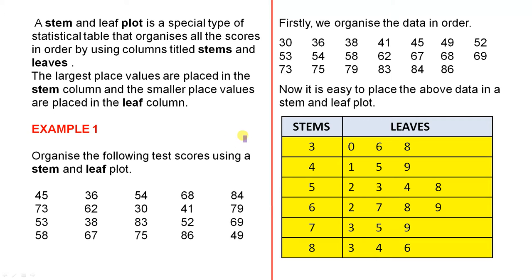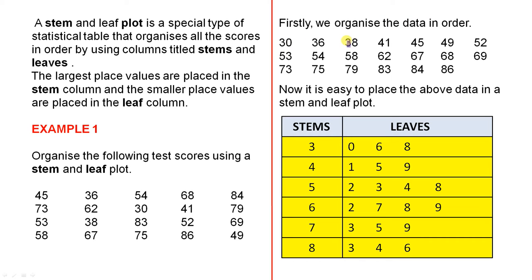Example 1. Organise the following test scores using a stem and leaf plot. Firstly, we organise the data in order, so that's easy to do. So that's all jumbled all over the place. So all we do is put the numbers in order from lowest to highest. Then we look here and we see that there are 3 scores in their 30s.